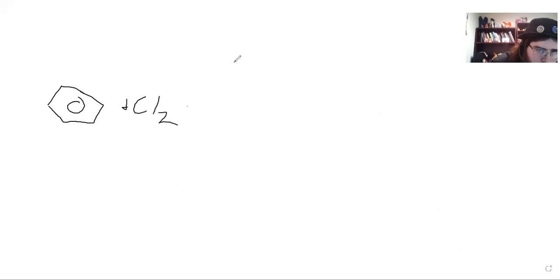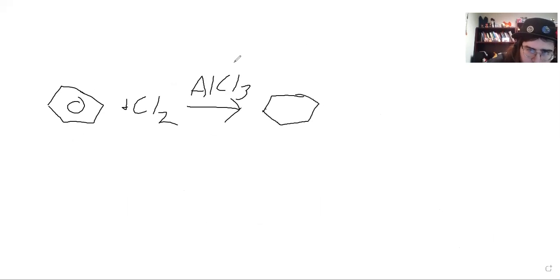Okay. Chlorination. Chlorination is very similar. We just use a slightly different Lewis acid. Same mechanism. We're going to add chlorine, and we're going to have a Lewis acid catalyst, aluminum trichloride, very similar to iron tribromide. The net result is we're going to form chlorobenzene and HCl. Very similar, just requires a different Lewis acid.